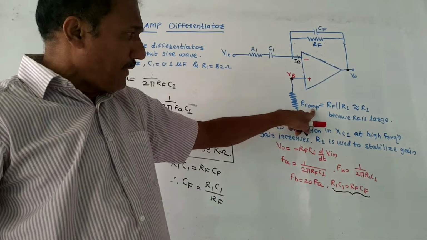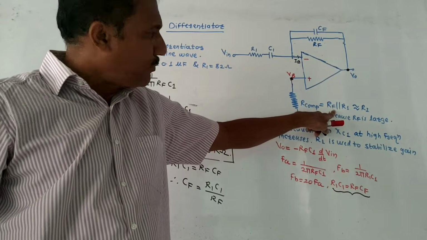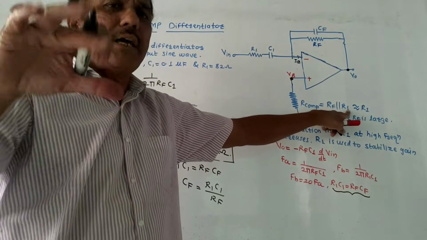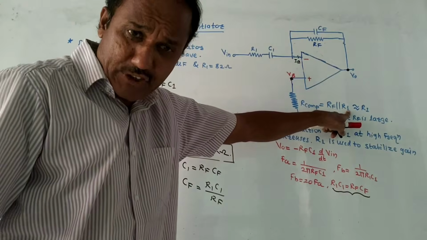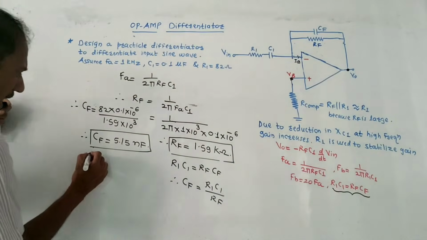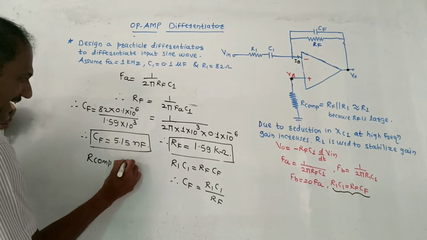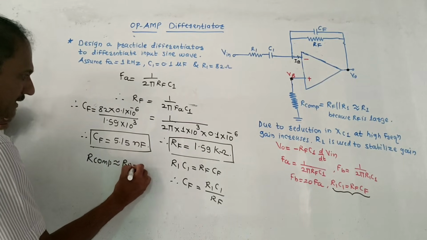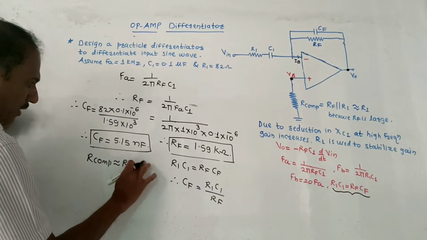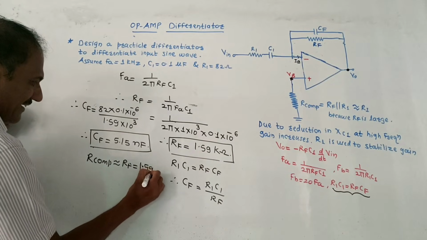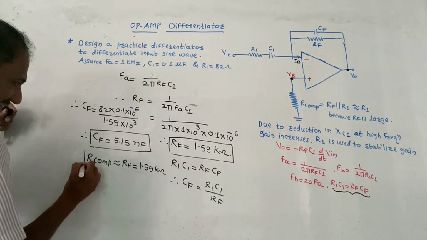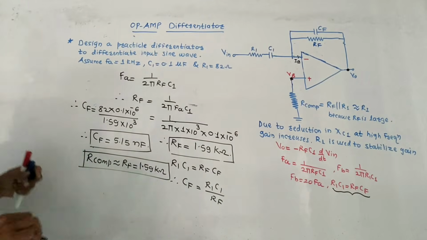The remaining part, R compensation, can be calculated using this formula, RF parallel R1. To make it more simple, since R1 is very small, we can directly write R compensation is approximately the same as RF in all numericals, and that is equal to 1.59 kilo ohm. So this is the designing of the practical differentiator.